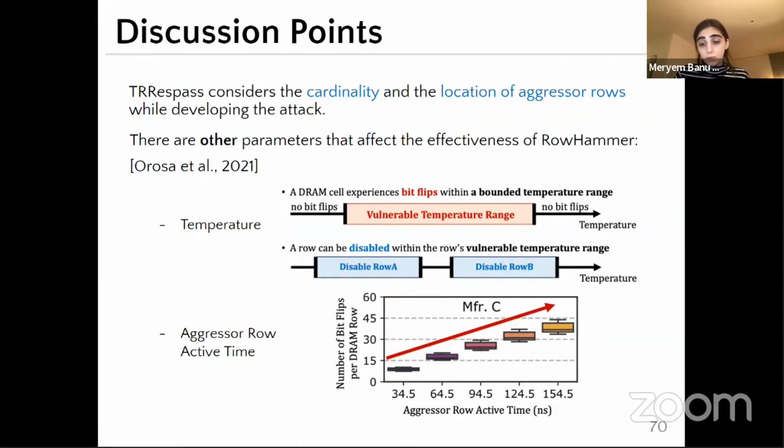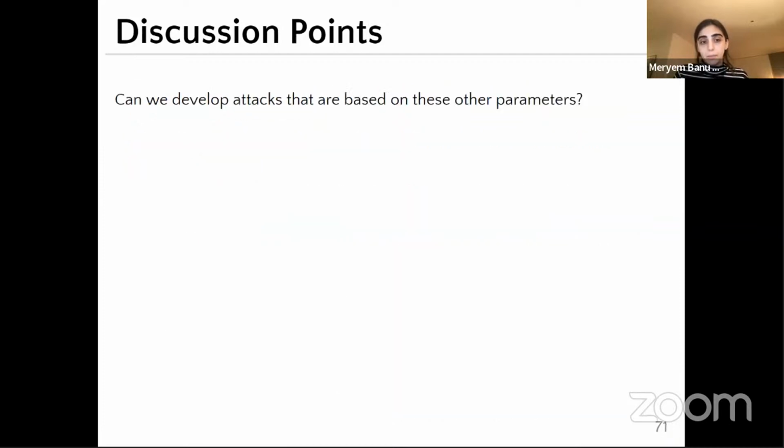I think in most cases, this relationship is linear. I think my first question about these observations is, can we develop attacks that are based on these other parameters? For example, the fuzzing strategy of TRRespass only uses the cardinality and the location, right? But can it also use temperature or aggressor row active time? Or in general, how do you think it would affect the mitigation mechanisms?